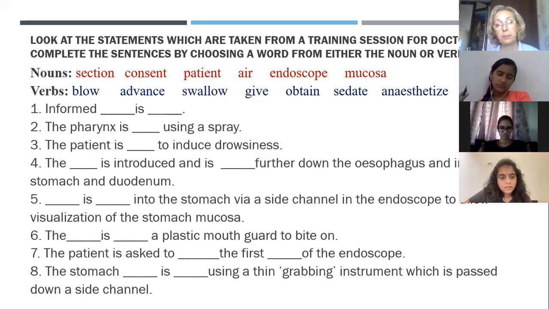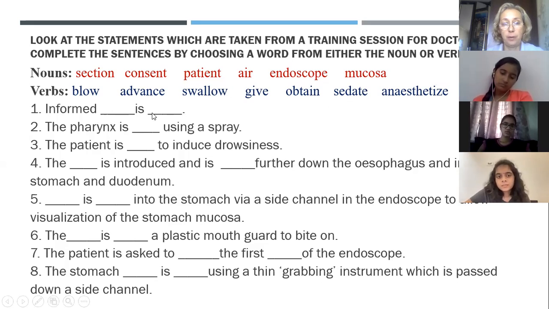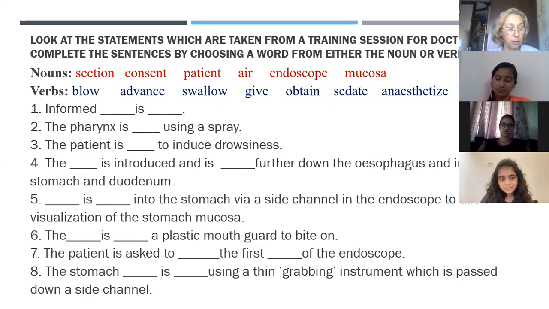So this is the sentence about something that we get from the patient. And if we get something from the patient, which verb should be used? Obtain. So in which form? Is obtained. Okay. And what is missing in the first gap? What is obtained from the patient? Before we start a procedure, what should be obtained? Consent. Yes, exactly. Informed consent is obtained.